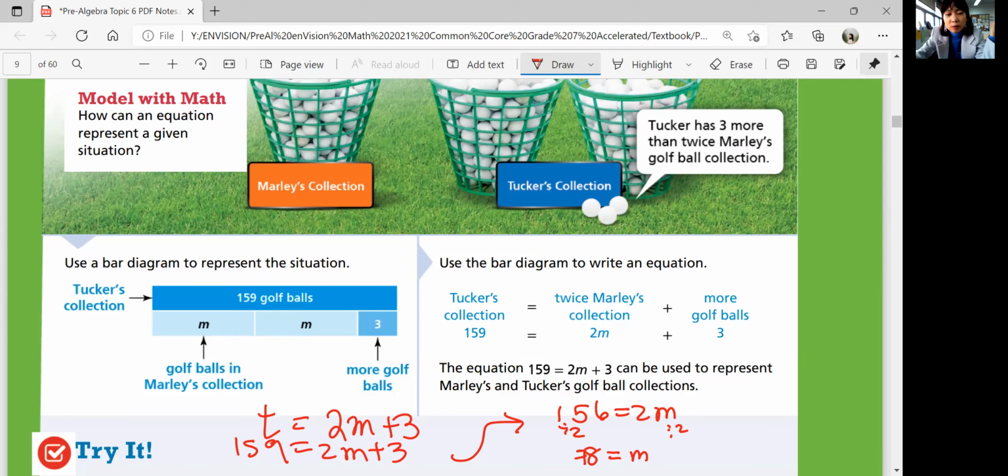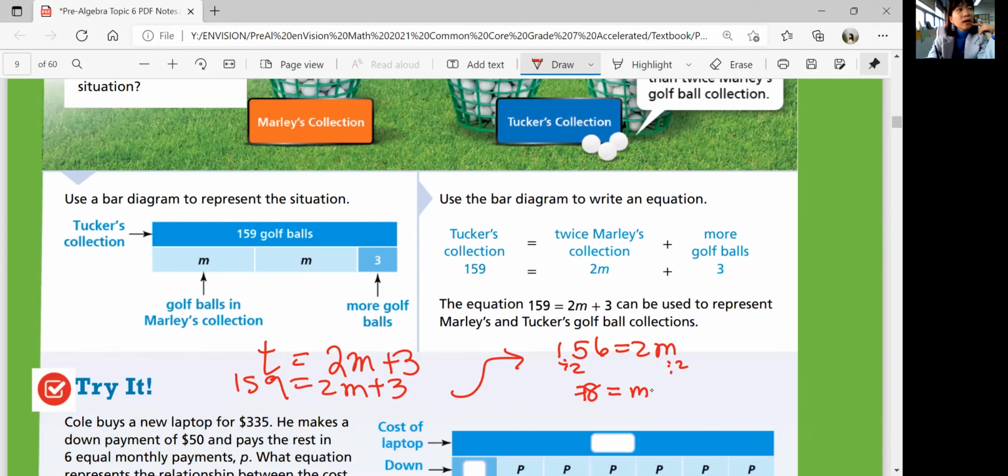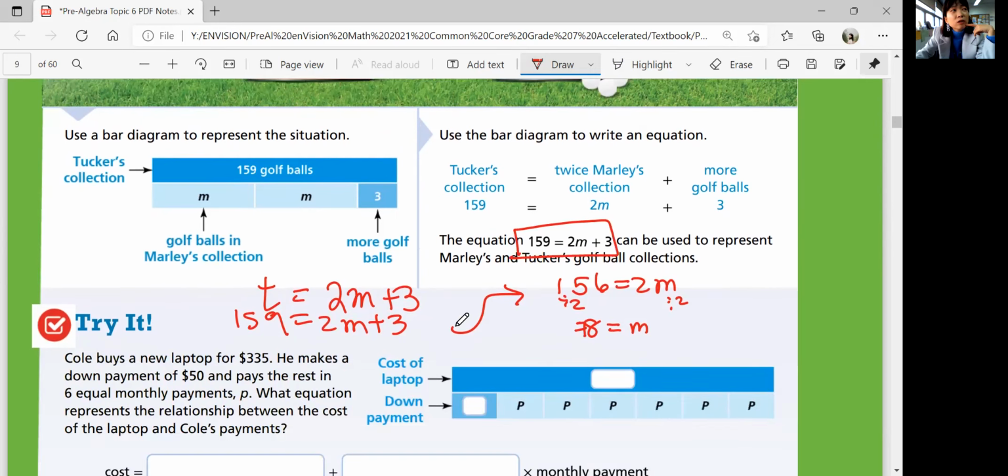So what does that mean? M is equal to 78. What does that mean? It means that Marley has 78 balls if Tucker has 159. You can use a bar diagram to represent the situation, and then you can use it to write an equation. So right now you can use this equation to figure it out. But if you actually figure it out, M is going to be 78.